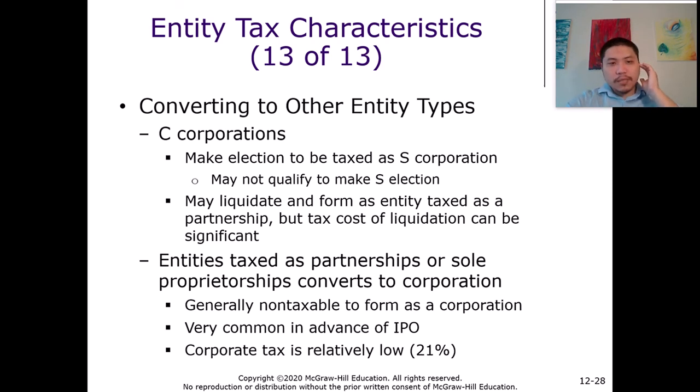But on the other hand, converting a flow-through entity to a C corporation is fairly easy. Usually there's no significant cost that the business owners have to pay to switch from a flow-through entity to a corporation. And like I mentioned earlier in the lectures, right before the IPO, usually a business is going to change their legal form to a C corporation, so that they can go through the IPO smoothly.